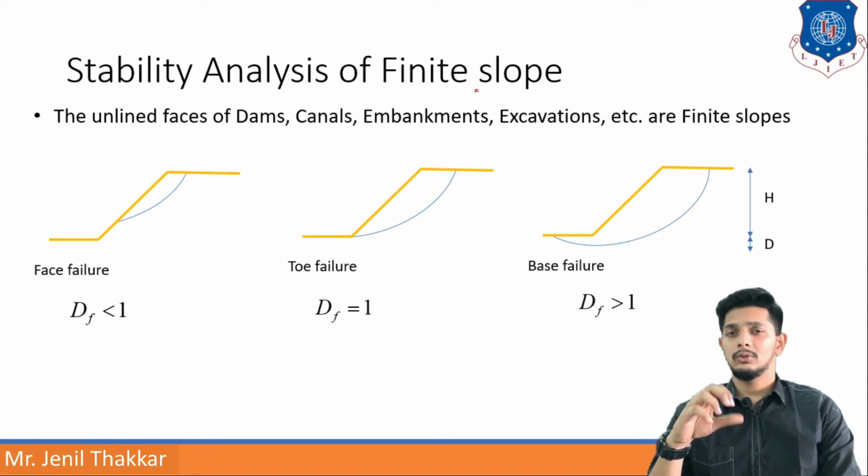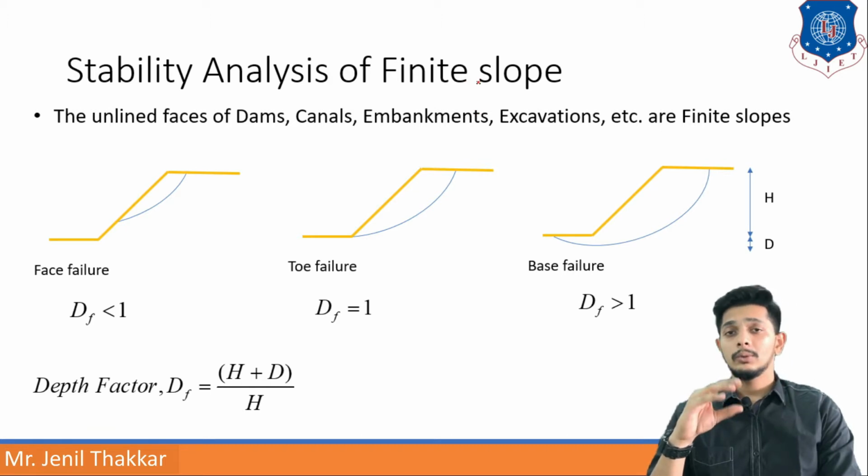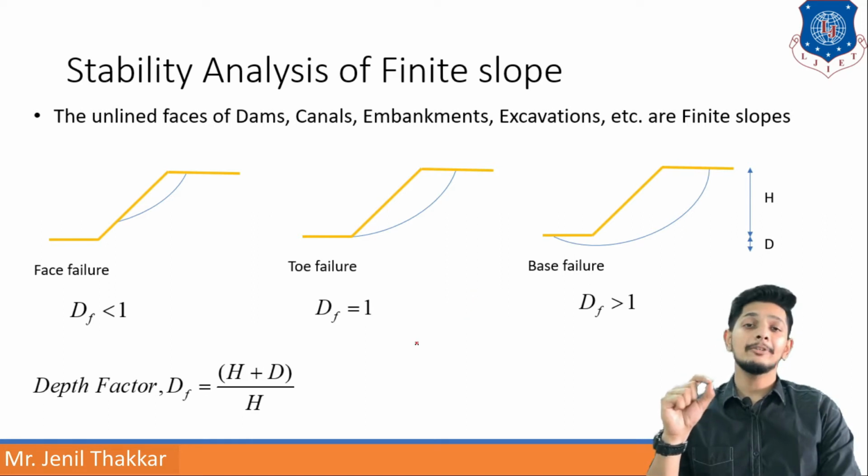Now, what is Df? Df is less than 1, equal to 1, or greater than 1. Df is basically a depth factor, which is defined as (H plus D) by H, where H is the height from the base of the slope, and D is the bottom portion from the toe of the slope. So the depth factor is defined as the ratio of (H plus D) by H. Now H plus D will be like this and H will be like this.